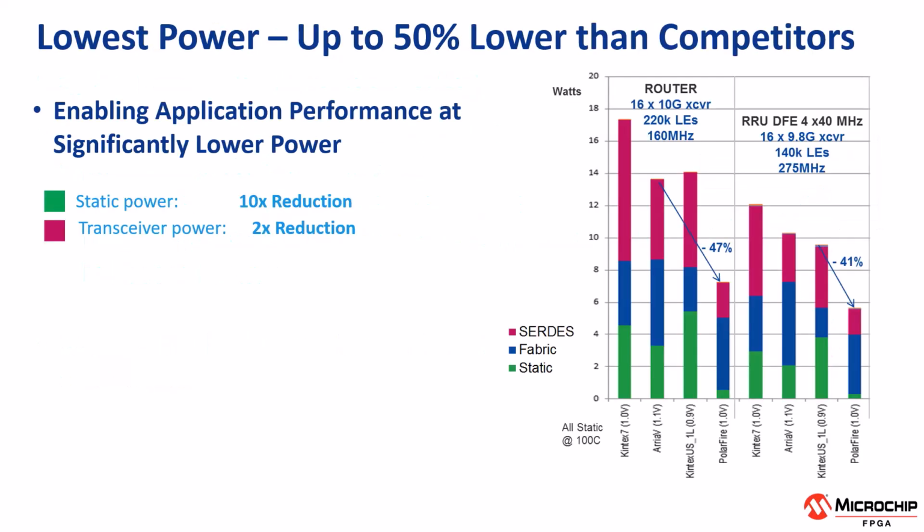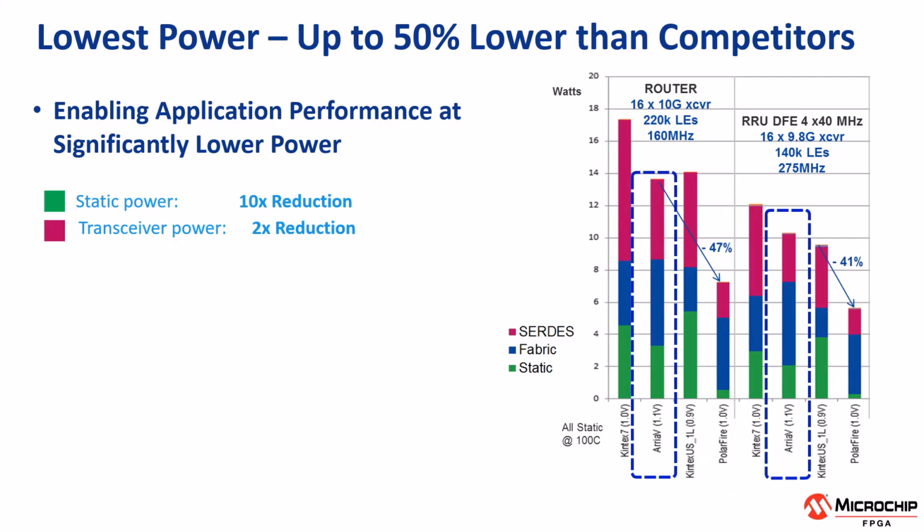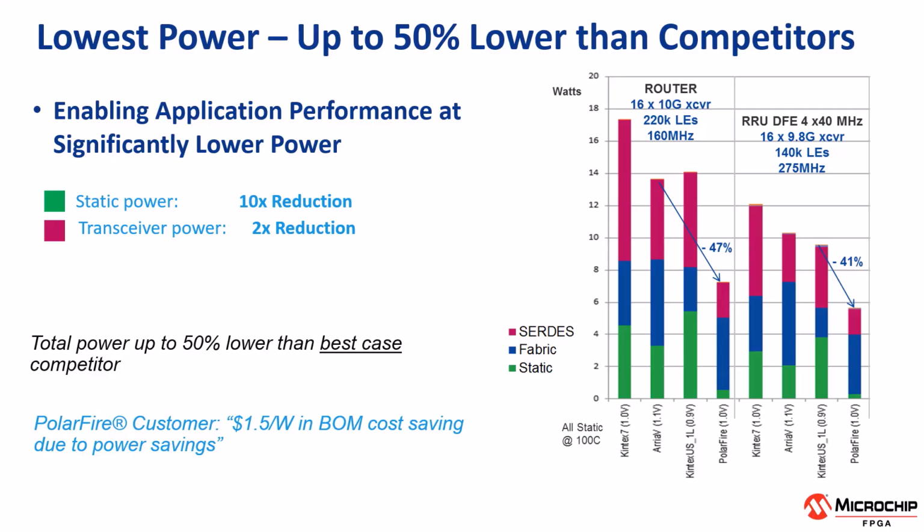This slide shows a comparison between a PolarFire FPGA, a Kintex 7 FPGA, and an Arria 5 FPGA implementing two different designs. These comparisons show that the PolarFire FPGAs consume up to 50% lower power than the best-case competitor. A client said they were able to reduce their BOM costs by $1.50 per watt using PolarFire FPGAs. Lowering the power consumption can result in considerable savings for a client.